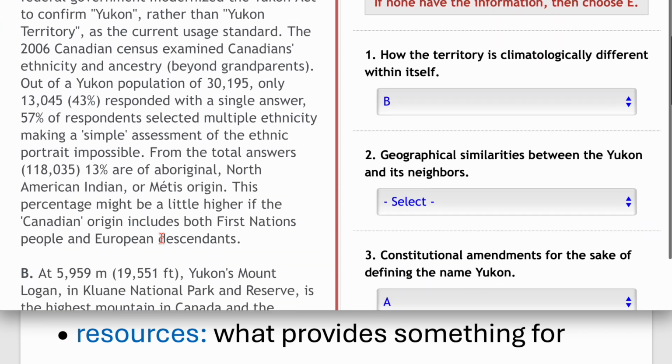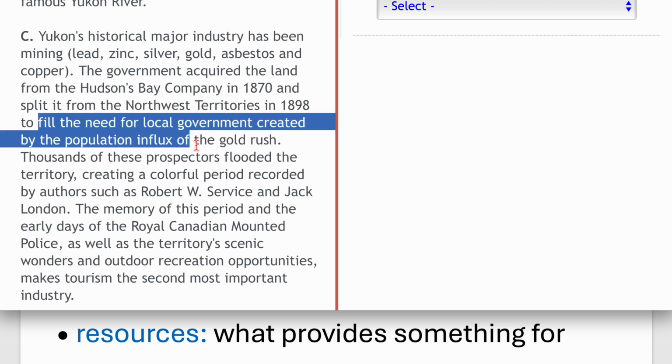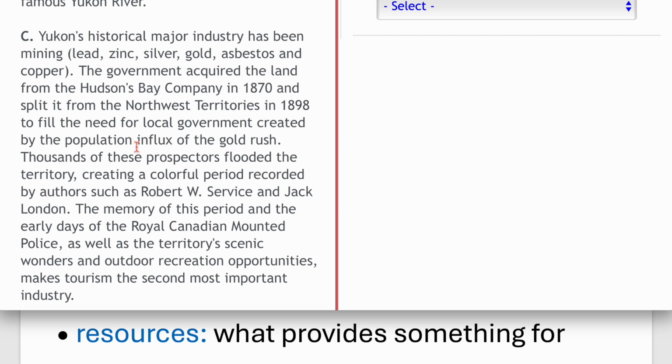So now let's go to paragraph C. Yukon's historical major industry has been mining, lead, zinc, silver, gold, asbestos, and copper. Okay. The government got the land from the Hudson's Bay Company in 1870 and split it from the Northwest Territories in 1898 to fill the need for local government created by the population influx of the gold rush. So it says that here, how the government got the land and how it started to create the Northwest Territories to fill the need for government created. So lots of people came there, influx.